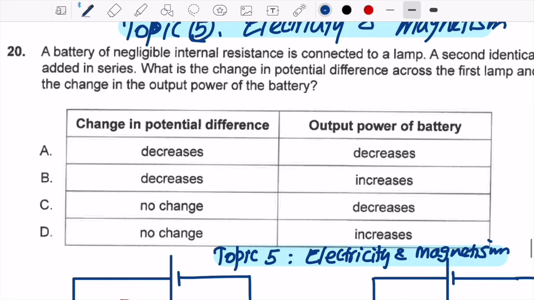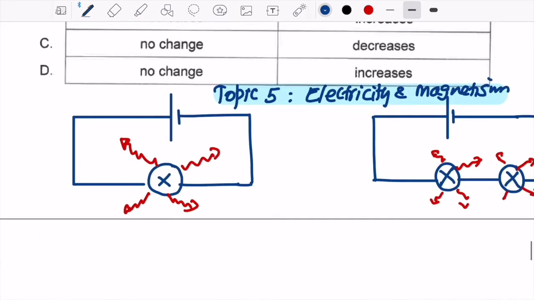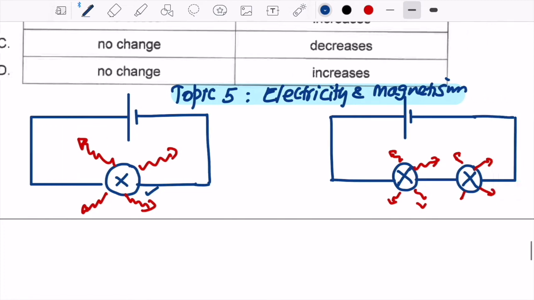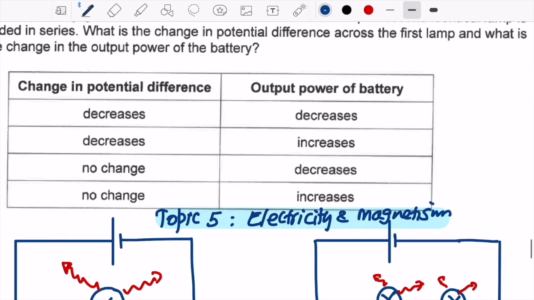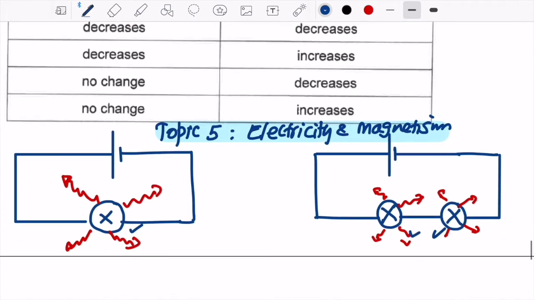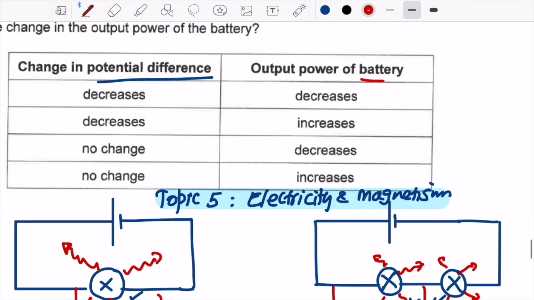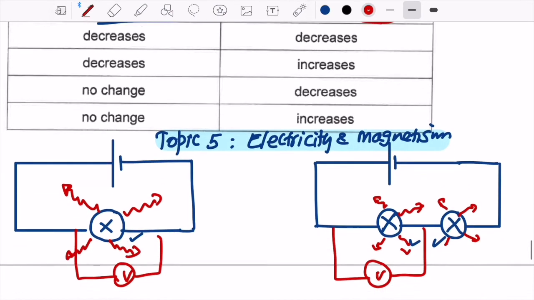Question number 20. They talk about two situations. With the same power supply, you connect it to one filament lamp, or two filament lamps. Now they want to know about the potential difference across one lamp, this value, compared to this one. Then they want to know about the total power coming off the battery in the first and second situation.